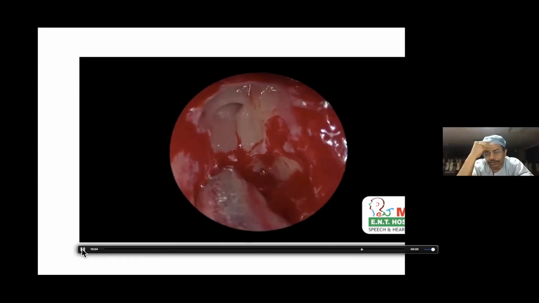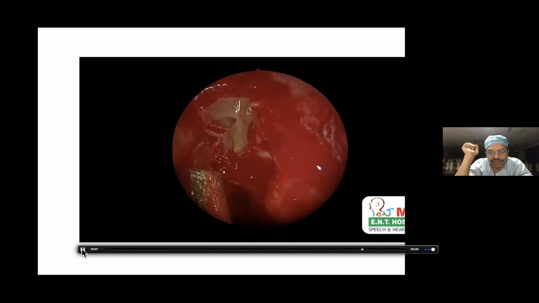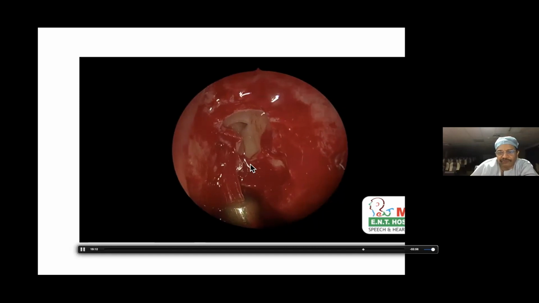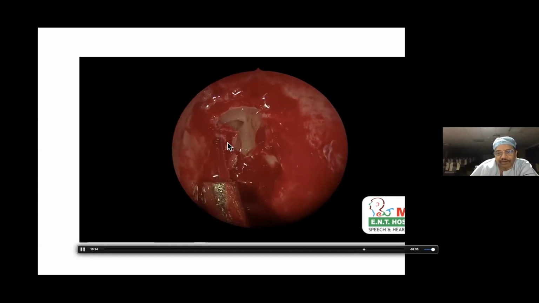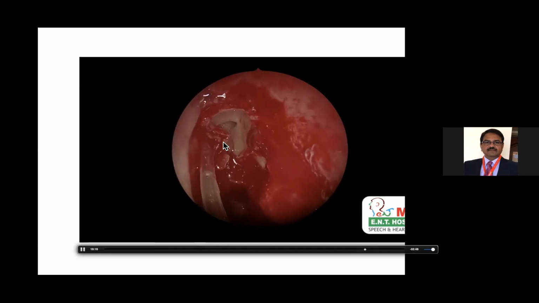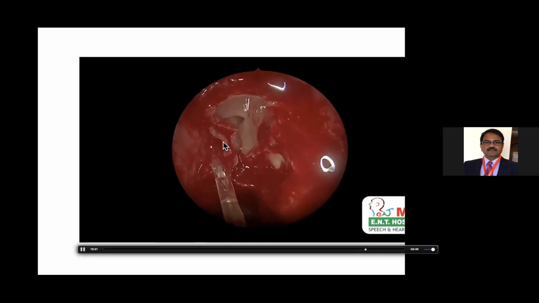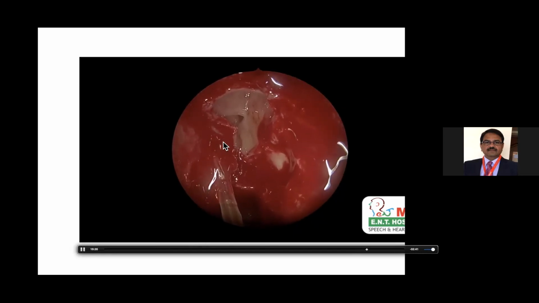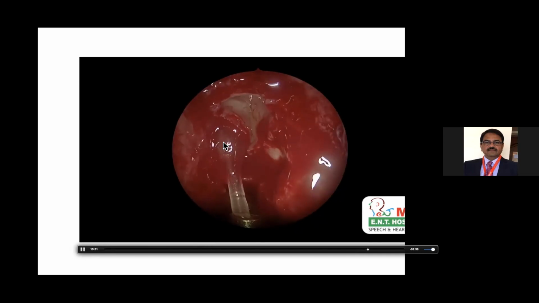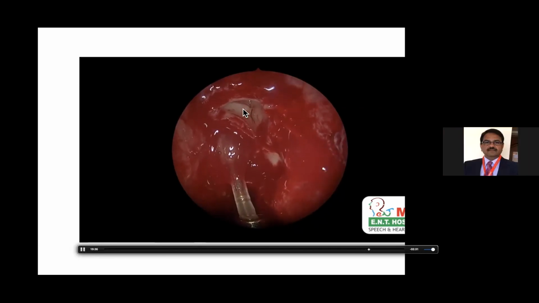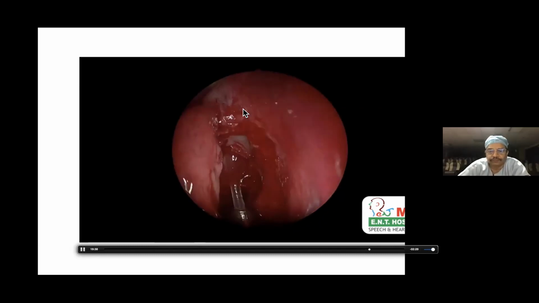We know that there is only one cell on the left side. So that is the cell which we have opened. And we are passing the balloon. Again, passing the balloon. You can see a lot of polypoidal changes on the mucosa of the agger nasi cell.